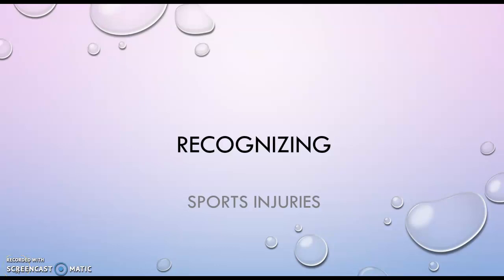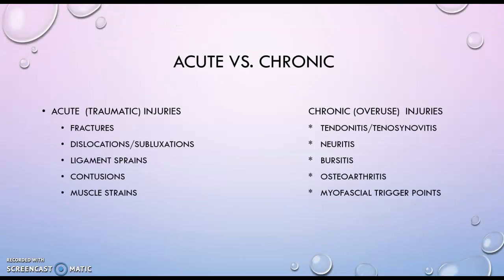Hi, today we're going to talk about recognizing the most common sports injuries that we see within athletics. There are two categories: acute and chronic. An acute injury is a traumatic injury that occurs from some incident within your activity. Typically, we see fractures, dislocations and subluxations, ligament sprains, contusions, and muscle strains.